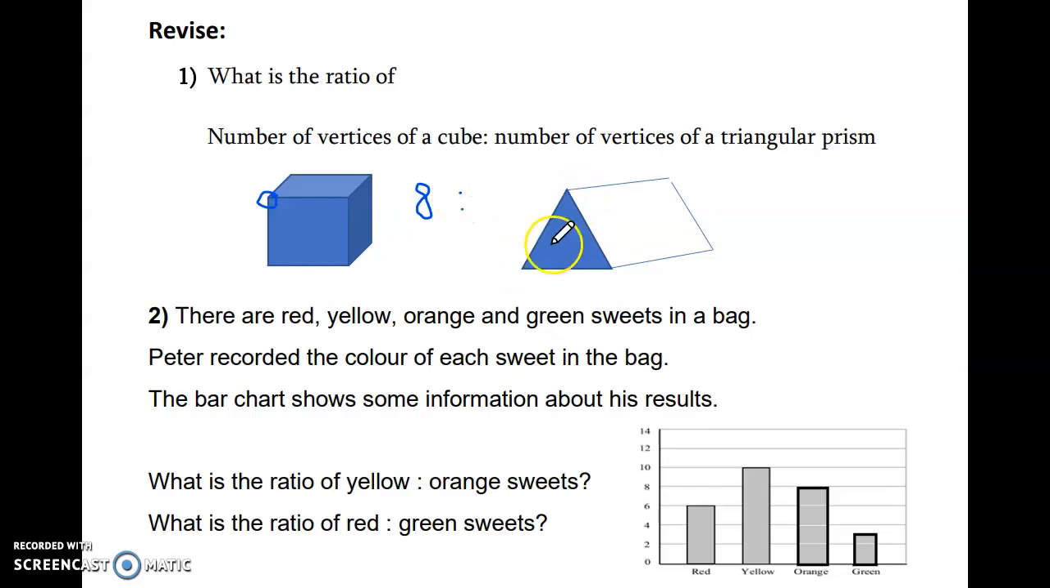Vertices on a triangular prism, we've got 3 there, and then we'll have 3 behind it as well over there. So we'll have 6 altogether. So it's 8 to 6, and then that will simplify. I can half both of these, and it becomes 4 to 3.